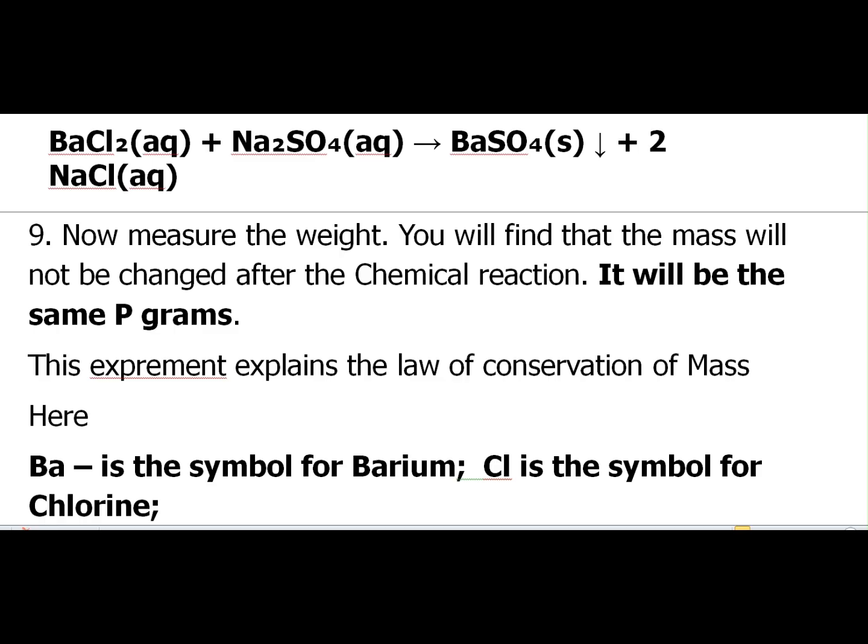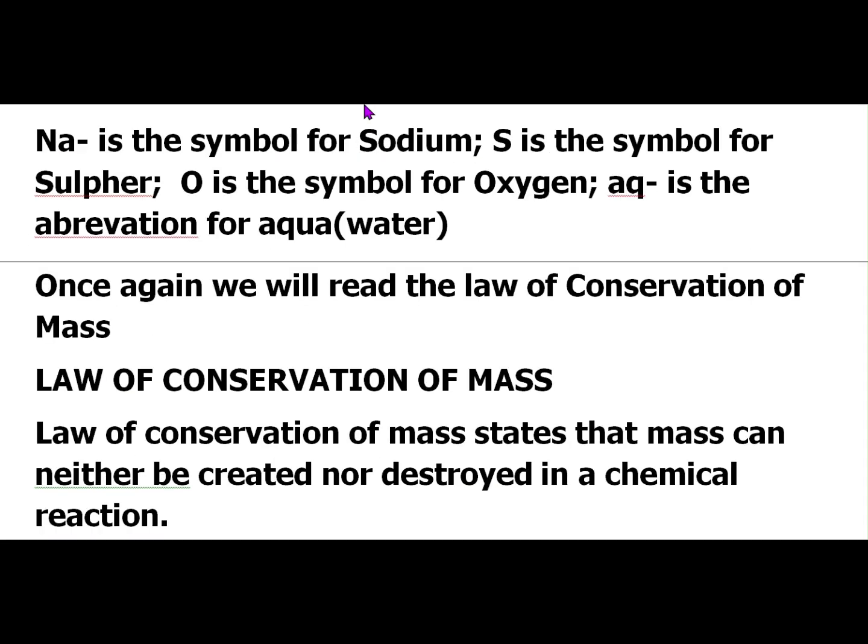Ba: B is capital and a is small letter you have to put. Ba is the symbol for barium. Cl is the symbol for chlorine. Cl: C capital, l small letter you have to put. So now this explains the law of conservation of mass. The other symbols are Na, N capital, a small letter, the symbol for sodium. S is the symbol for sulfur. O is the symbol for oxygen. aq is the abbreviation for aqua, water.